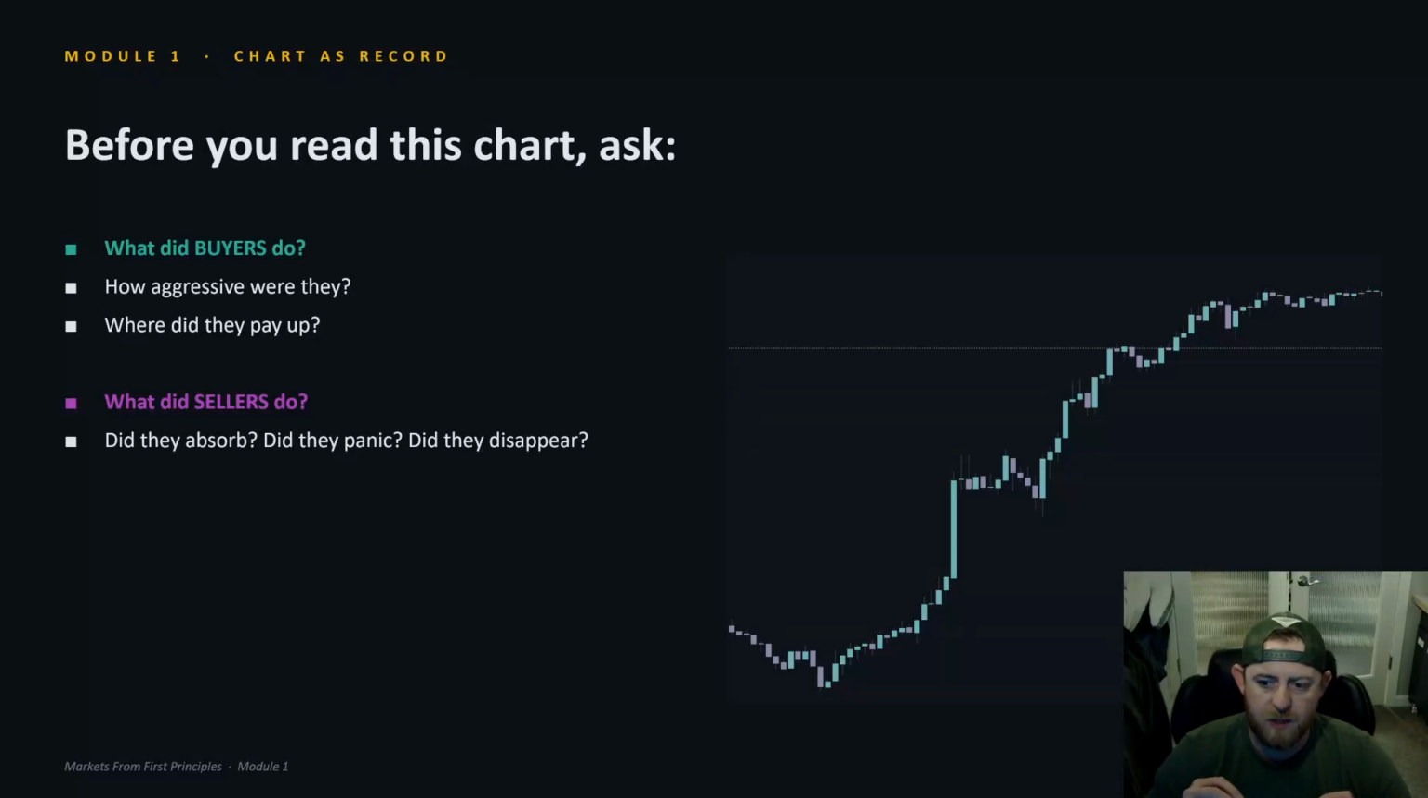So let's see, I'm just checking my little notes. When we're looking at this, I think we can agree overall, buyers were more aggressive than sellers over this time period. And this is a much bigger time period than what we were looking at before, depending on what chart we're looking at: 5-minute chart, hour chart, whatever it is.